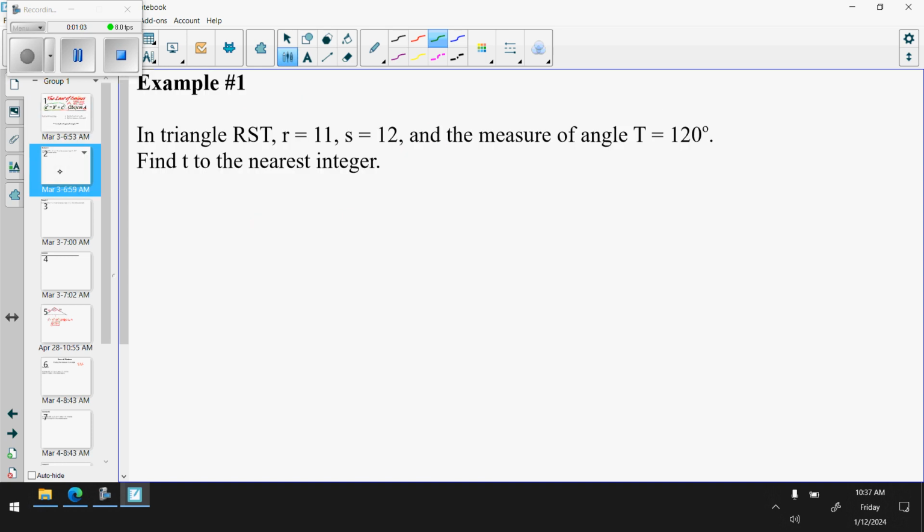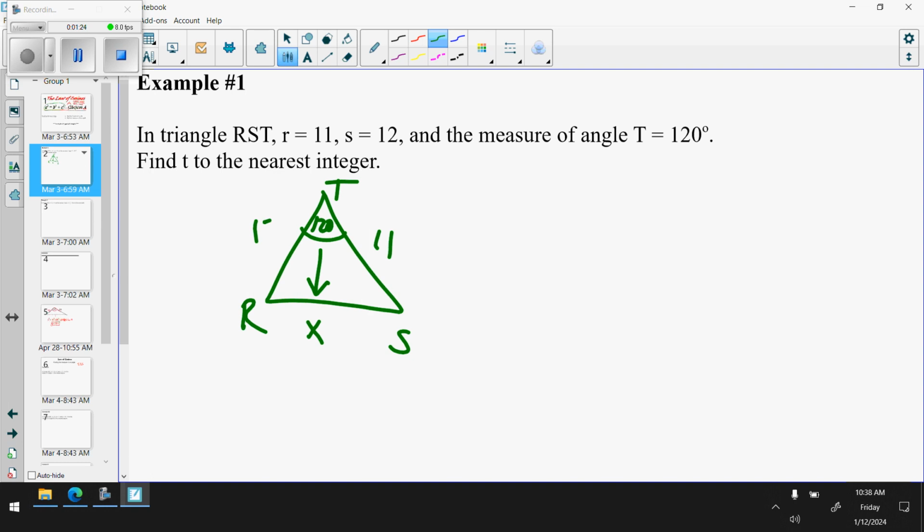All right, so here we have triangle RST. Now here's the hardest part, right? The letters of your triangle are never going to match up with the formula. We had A's and B's and C's. This was R's, T's, and S's. So what I always want you to do is start at the angle, 120. This is probably what we're going to look for. Little r is 11. That's 12.